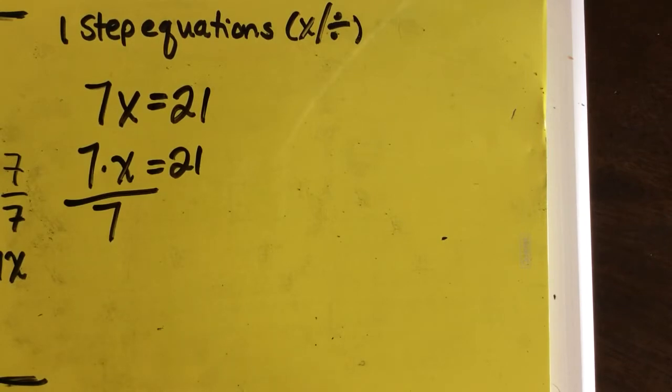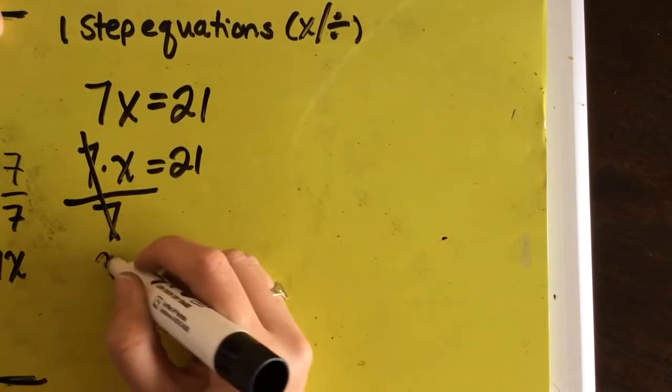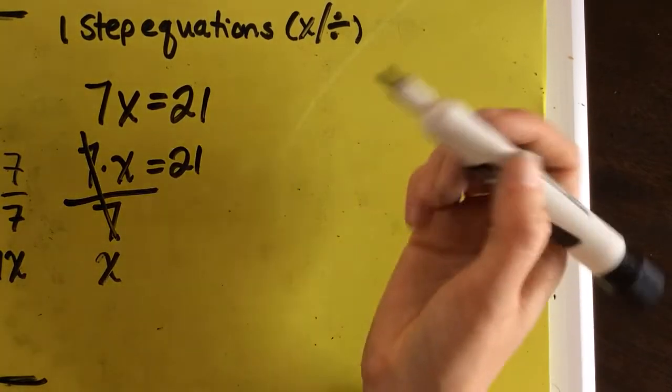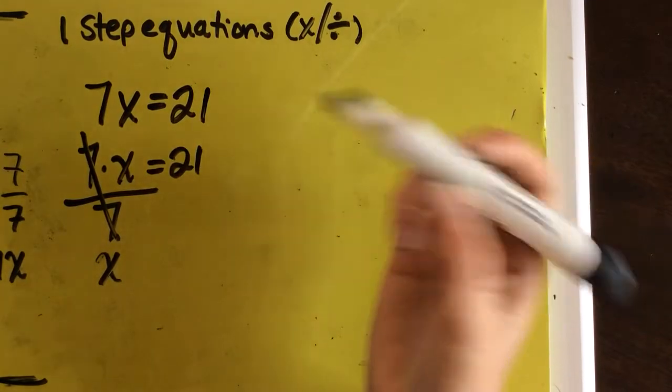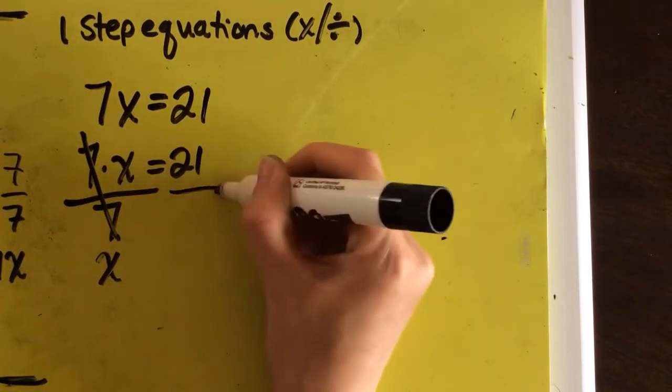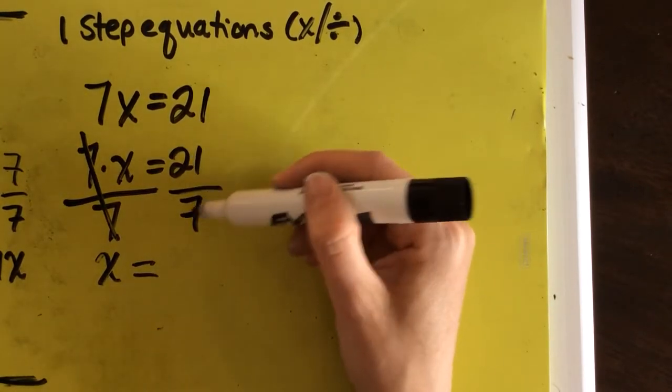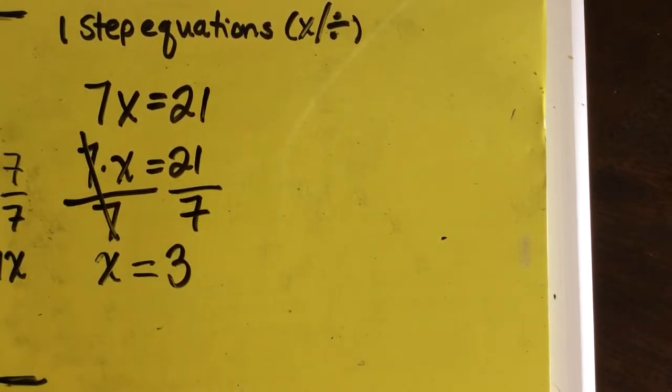By dividing by 7, we end up with just 1. And they cancel out. And we don't need to write 1x because anytime we have a coefficient of 1, we just usually leave it out. Now, because this is an equation, we can't forget if we divide by 7 on one side, we have to divide by 7 on the other side. So 21 divided by 7, if we simplify, we get an answer of 3. Okay, so in this equation, we had to divide both sides by 7 in order to get rid of that coefficient of 7, and then we ended up with an answer of 3.